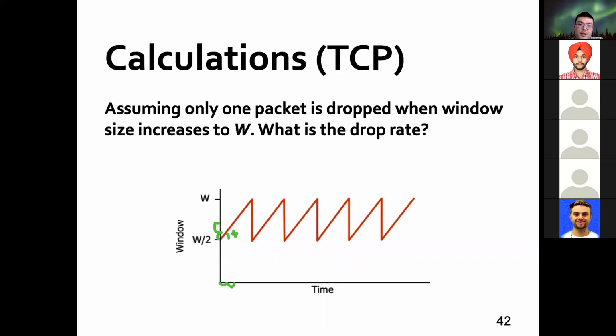If you keep this in mind, then let's consider the loss rate in each period. This is repeated, so you just need to compute 1 period. Here you have W by 2 packets. Then W by 2 plus 1 plus 2 all the way to plus W, right? This is easy to compute: A plus 1, A plus 2, all the way to B. You know the formula to compute it.